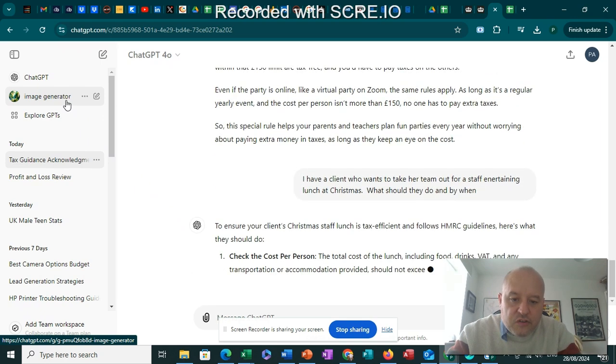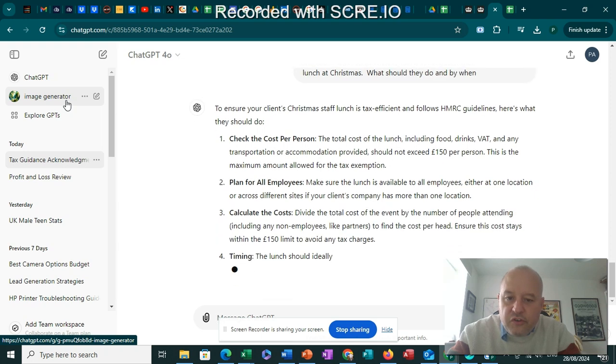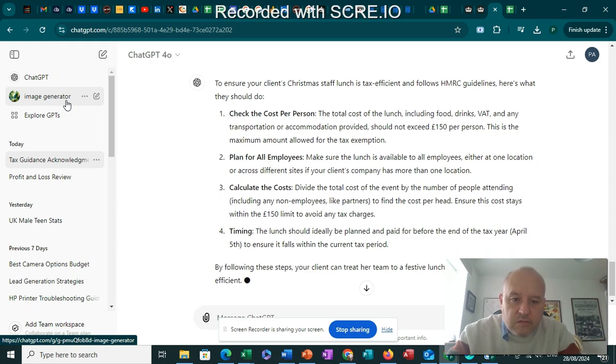To ensure your client's Christmas staff lunch is tax efficient and follows HMRC guidelines, here's what they should do. Check the cost per person. Ensure it's not going to exceed the £150 per person. Plan for all employees. Make sure the lunch is available to all employees, either at one location or across different sites. Calculate the costs. Divide the total cost of the event by the number of people attending to ensure that you stay within the £150 limit. Timing: the lunch should be planned and paid for before the end of the tax year.